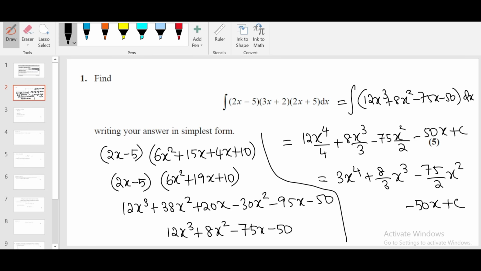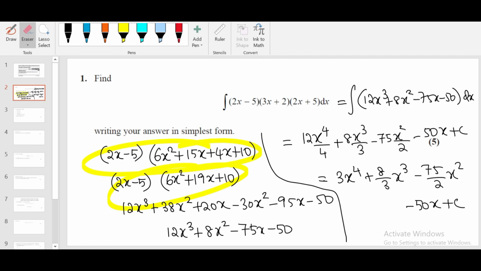It's a simple integral question. This question got 5 marks actually. So you have to be very careful when you open the bracket here. If you miss out a little negative sign, you're going to lose a lot of marks actually. I'm going to move on to question number 2 now.